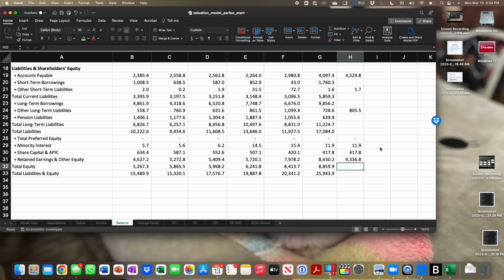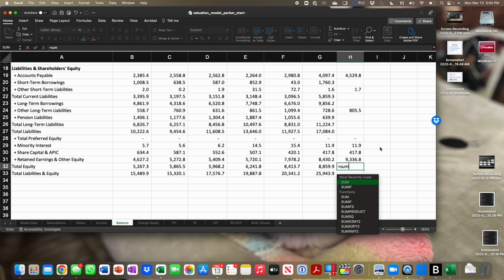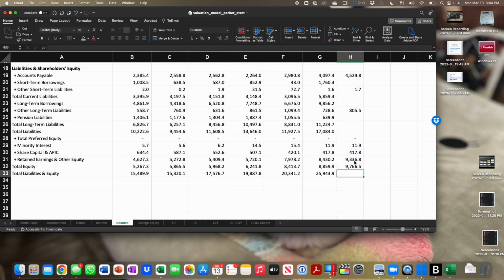Okay, if our forecast comes true. Okay. Now I could sum the four above, and the four above should get me my equity value of 9766.5. I'm now ready to finish off the liabilities.